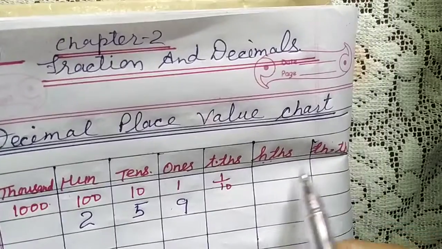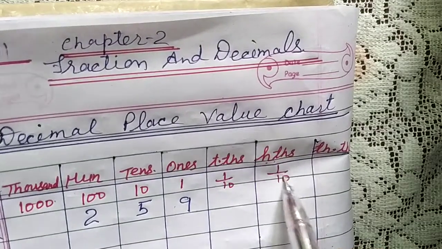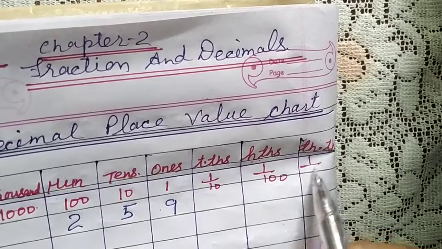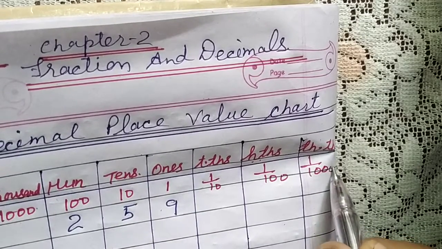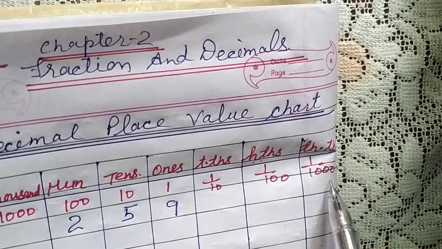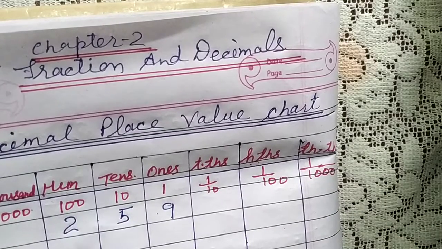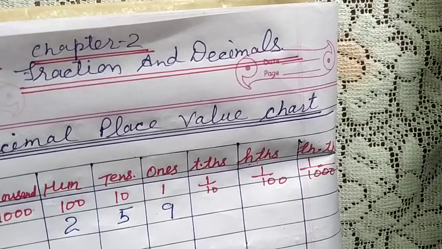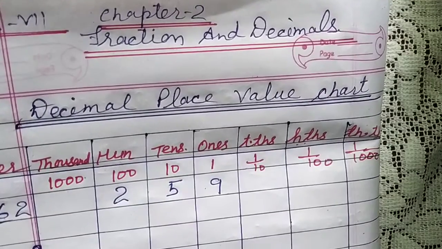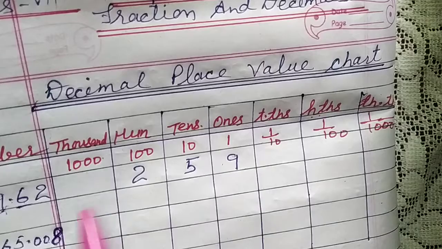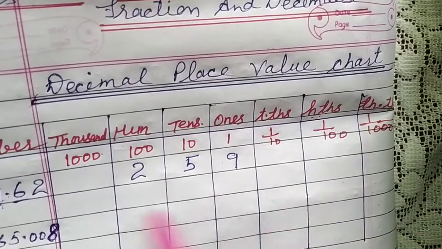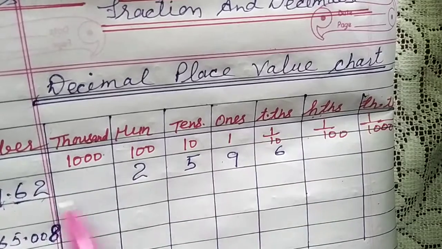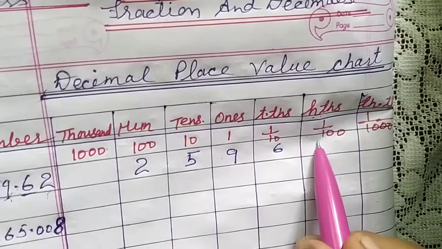Hundredths part, and then it is the thousandths part. This place is for the thousandths part. So this is 259, and this is 6 upon 10. So the place value chart will put this 6 at tenths place, and this 2 will be put at hundredths place.